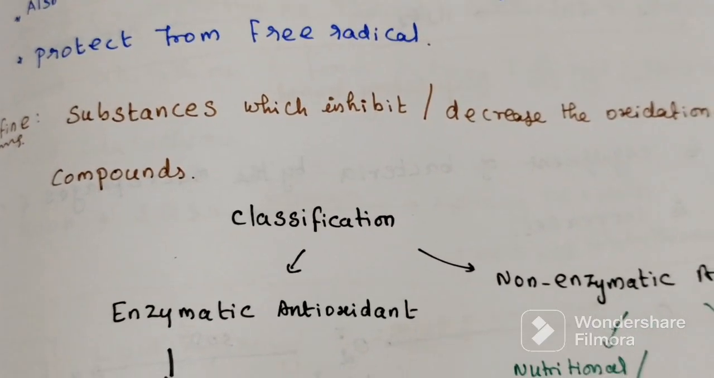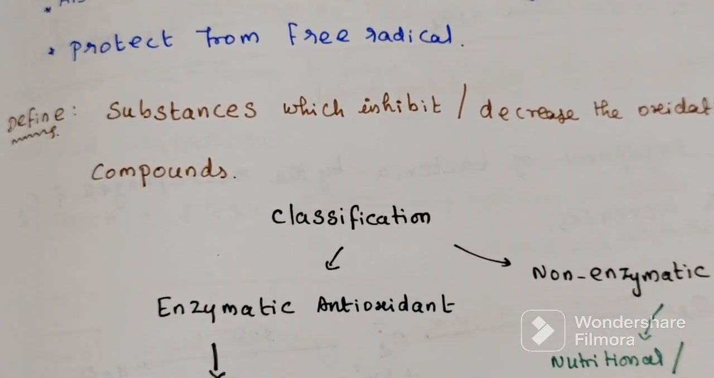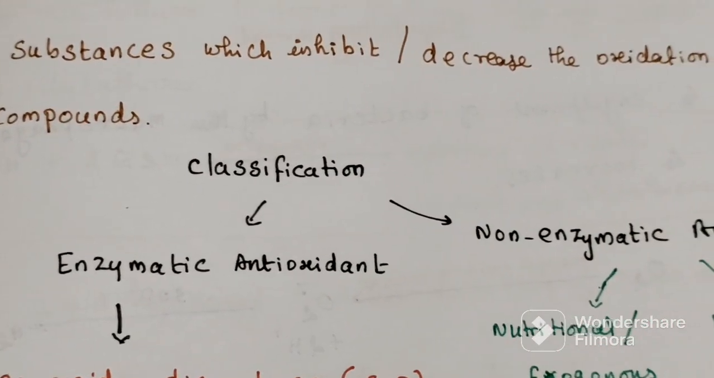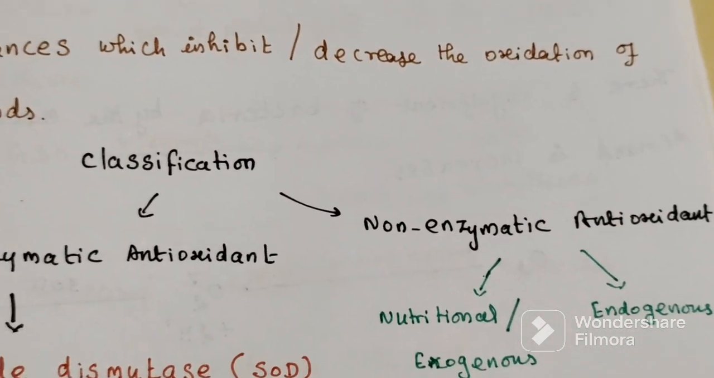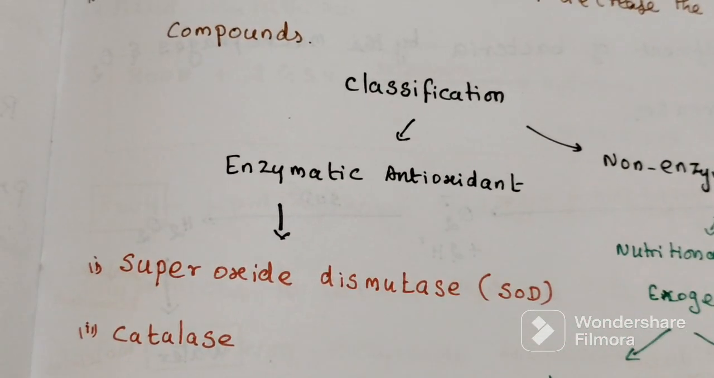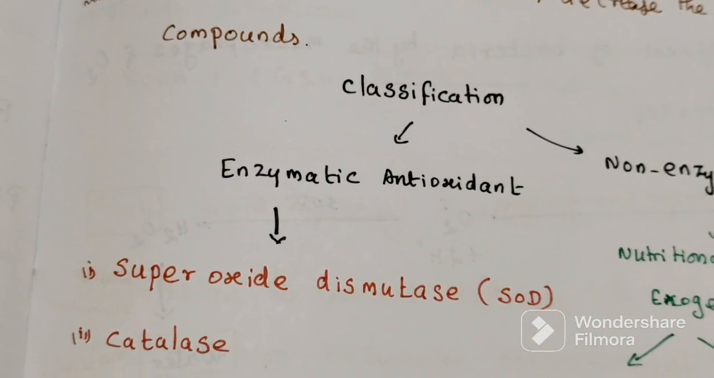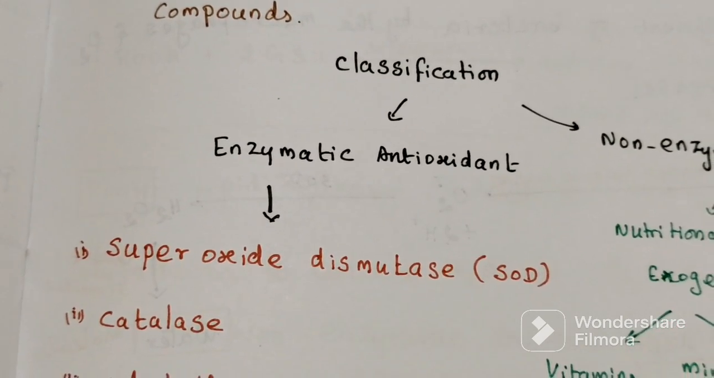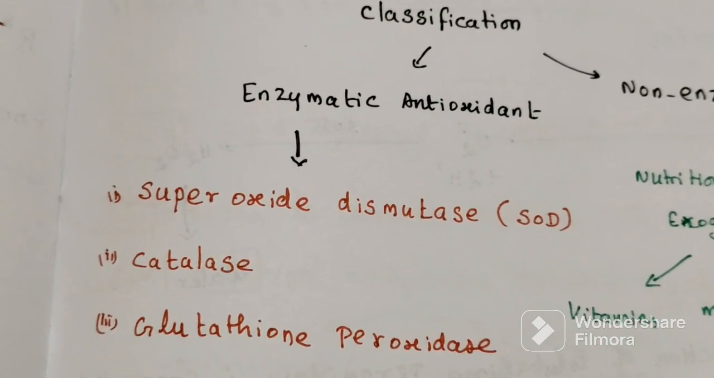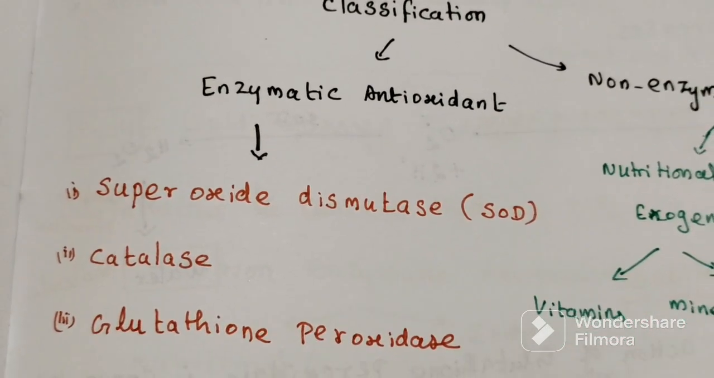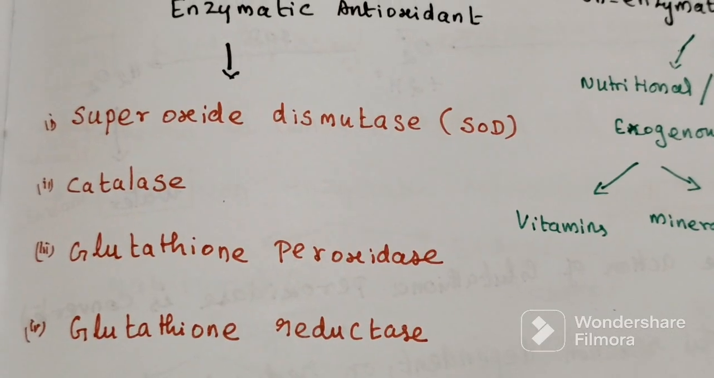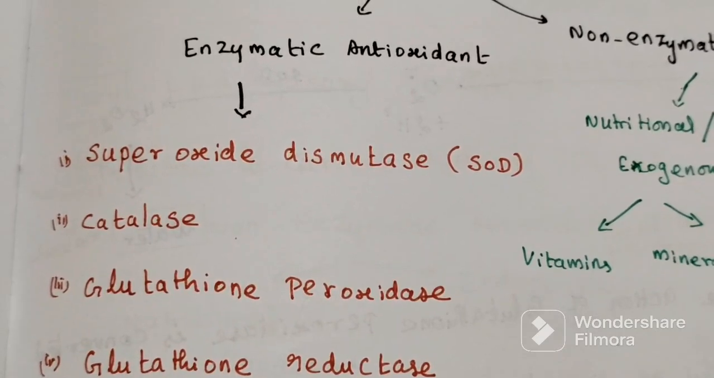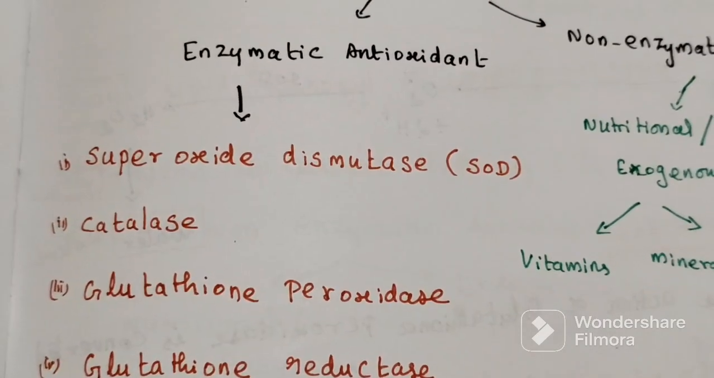Coming to classification, there are two main types of antioxidant. The first one is enzymatic antioxidant, the second one is non-enzymatic antioxidant. The first one includes four main enzymes: superoxide dismutase, catalase, glutathione peroxidase, and glutathione reductase. So these are the four enzymatic antioxidants.